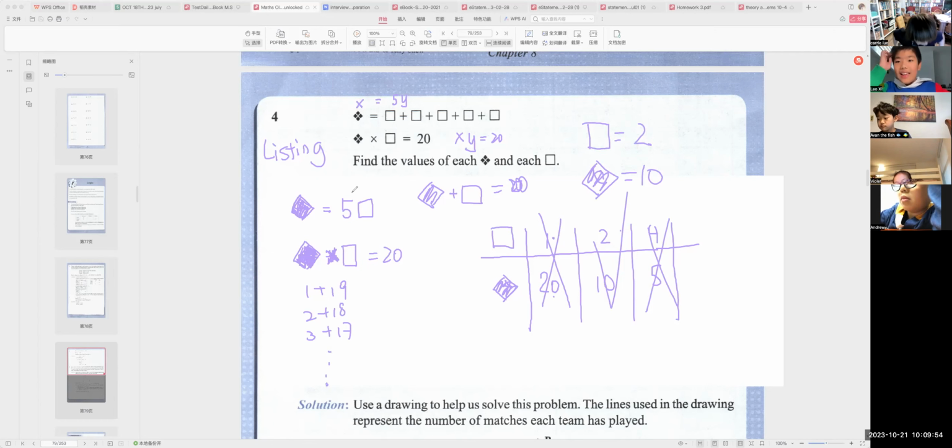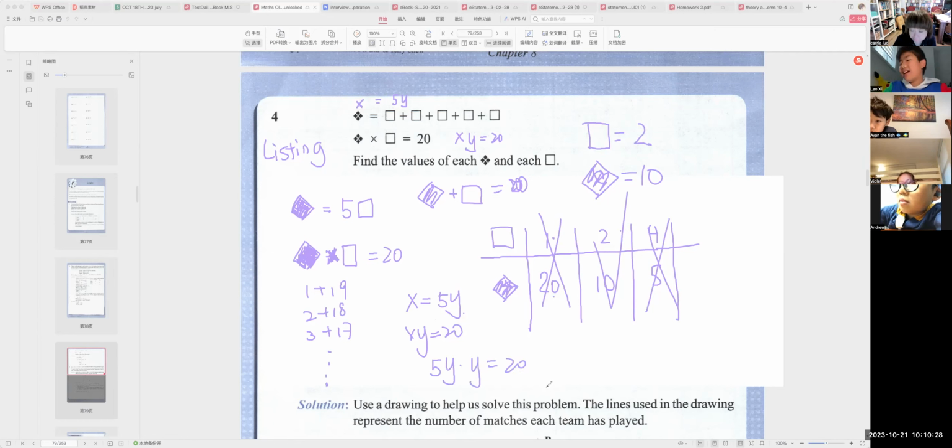So basically, if the diamond is x and the square is y, then x equals 5y, and x times y equals 20, correct? So it'll be 5x times x equals 20, so 5x squared equals 20. Also, x equals 5y, so you can replace x with 5y. So it's 5y times y equals 20.